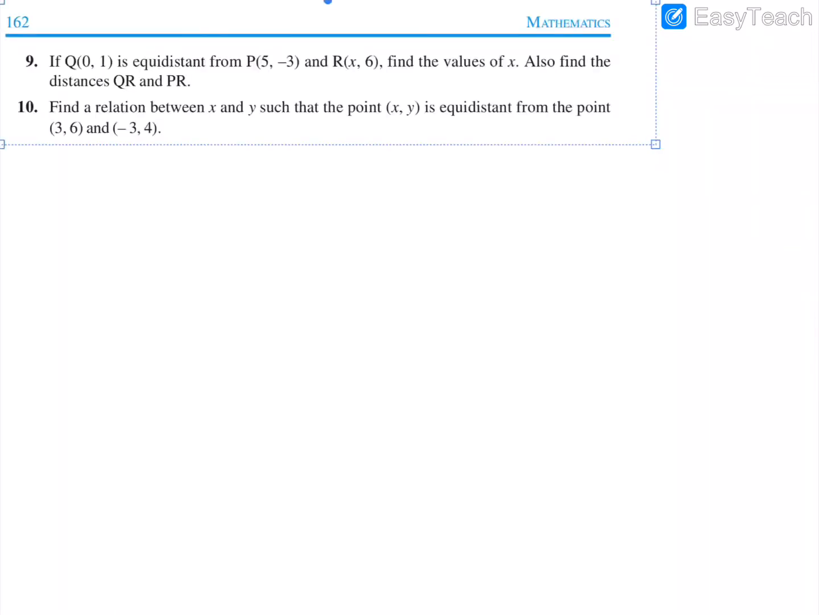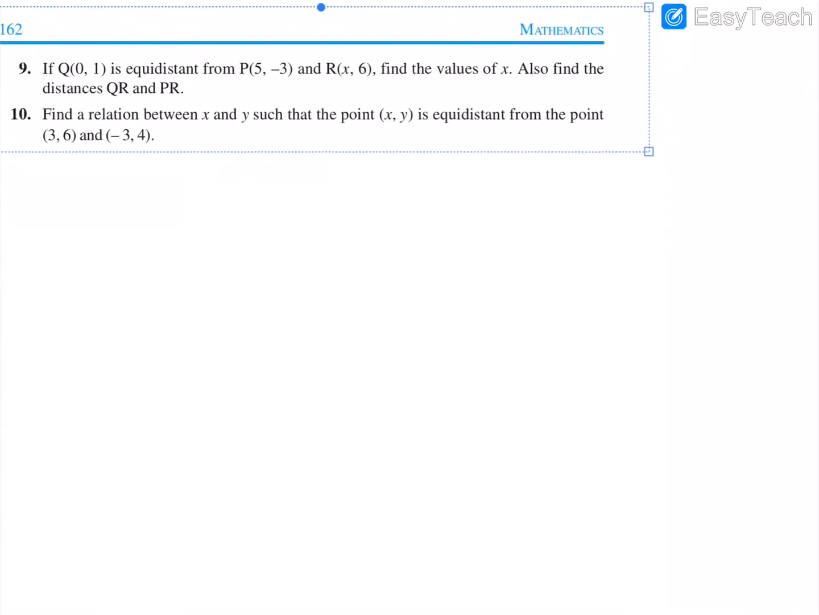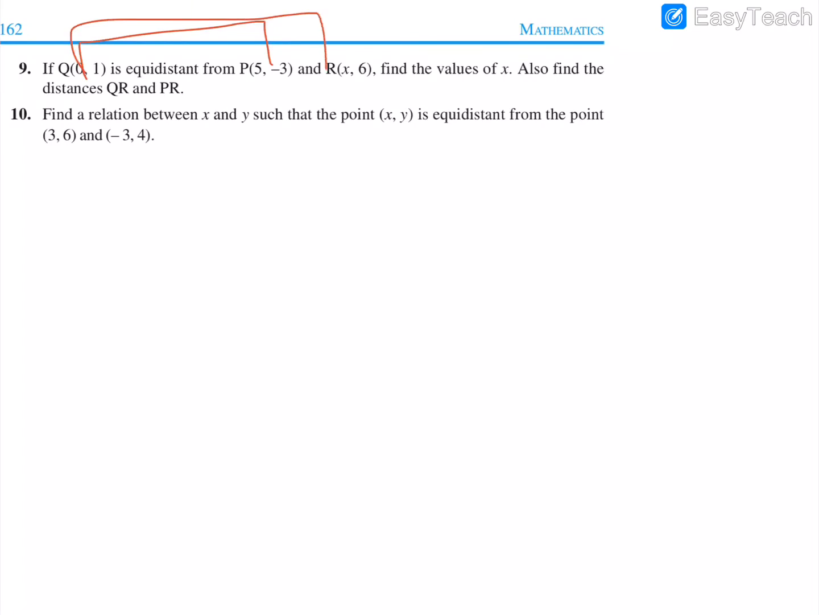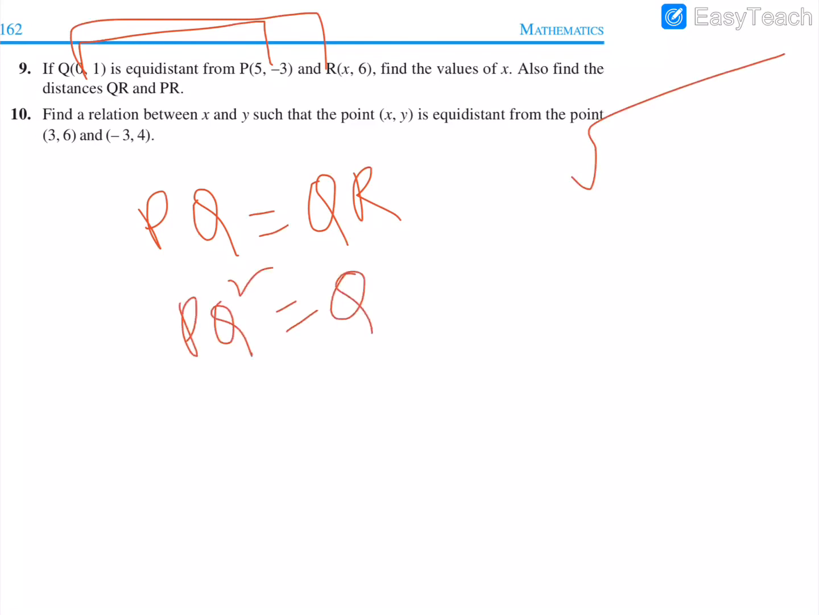9th question, if Q is equidistant from P as well as R, means PQ is equal to QR, it is given. In order to remove that long square root, we write PQ square, take squaring on both sides, PQ square is equal to QR square. Now find the distance between 0, 1 and 5, 3, and 0, 1 and x, 6. Leaving x as x and simplifying, we will get the value of x. So we have an example in this model.